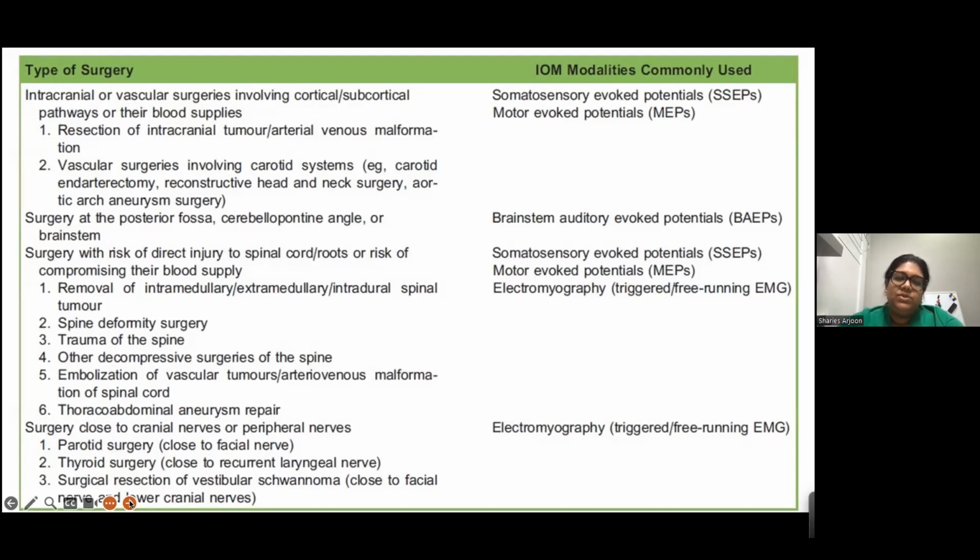For surgeries at the posterior fossa or CP angle or brainstem, the brainstem auditory evoked potentials can be used, and surgery with risk of direct injury to spinal cord or roots or the risk of compromising their blood supply, for example, in tumor resections of the spinal cord, spinal deformity, or spine trauma surgeries, or other decompressions. We can use EMG for those, and surgeries close to cranial nerves or peripheral nerves, such as with the parotid surgery, thyroid, or surgical resection of vestibular schwannomas, EMG can be used.